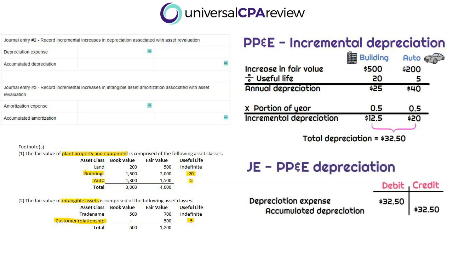So what's the journal entry? Well, that's the easy part. We would just debit depreciation expense for $32.50, and then we would credit accumulated depreciation for $32.50, right? So that's the answer for journal entry number 2.